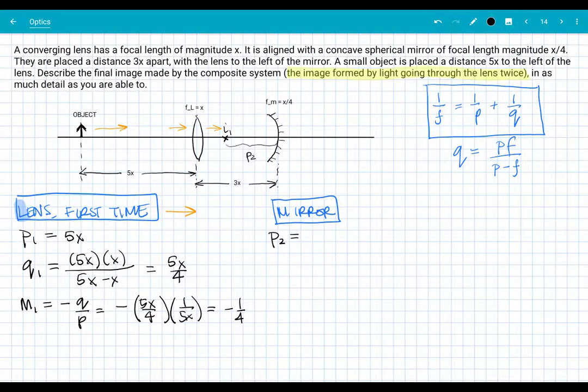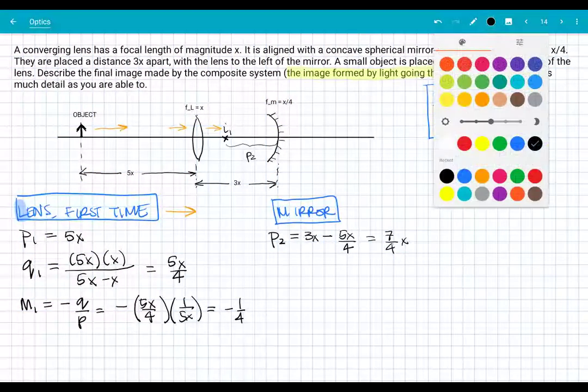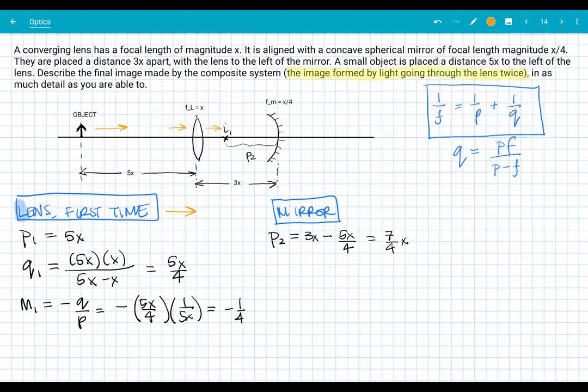So that's going to be basically 3x minus 5x over 4. That gives me 7/4 x. And it is positive because it's on the side of the incoming light. So for a mirror, the incoming and outgoing light are on the same side, right? We still apply the sign rule, but the incoming and outgoing light are on the same side. So that's a positive object distance.